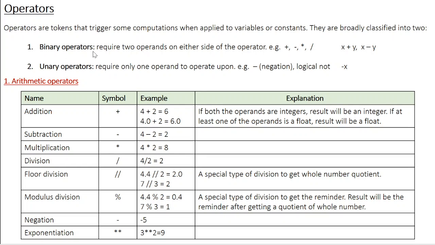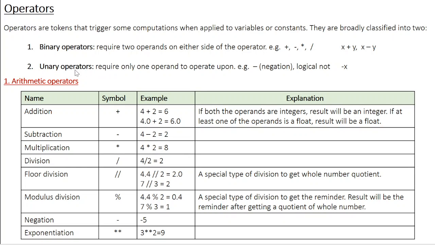Binary operators, as the name suggests, require two operands on either side of the operator. For example, if you take the operation of addition, you say x plus y, right? So here you have two operands on either side of the operator plus. Similarly, you have subtraction, multiplication, division, etc. So most of the mathematical operators are binary operators.